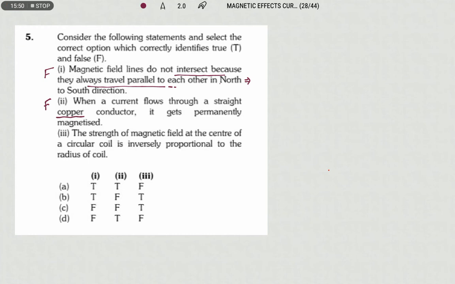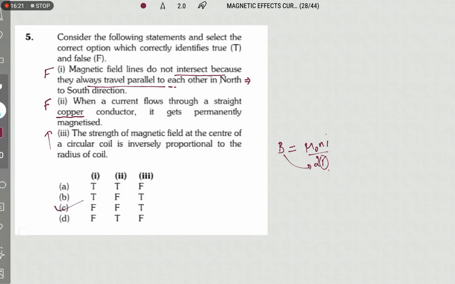Right, next, the strength of the magnetic field at the center of the circular coil is inversely proportional to the radius of the coil. We know the formula: due to a current carrying circular coil, at the center B equals mu naught N I by 2R. R is nothing but the radius of the coil. B and R are in inverse proportion. So statement 3 is correct. According to our concept knowledge, C is the right one.